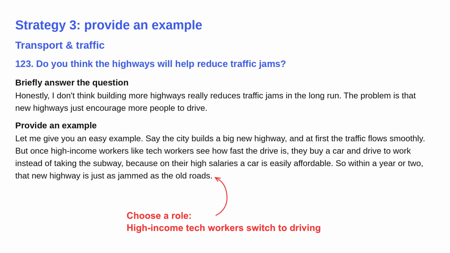Say the city builds a big new highway, and at first the traffic flows smoothly. But once high-income workers like tech workers see how fast the drive is, they buy a car and drive to work instead of taking the subway.